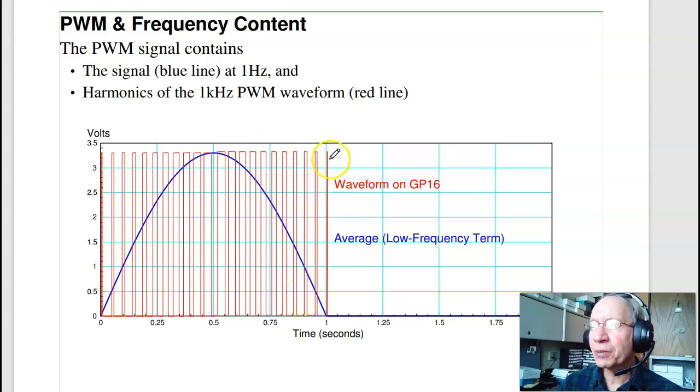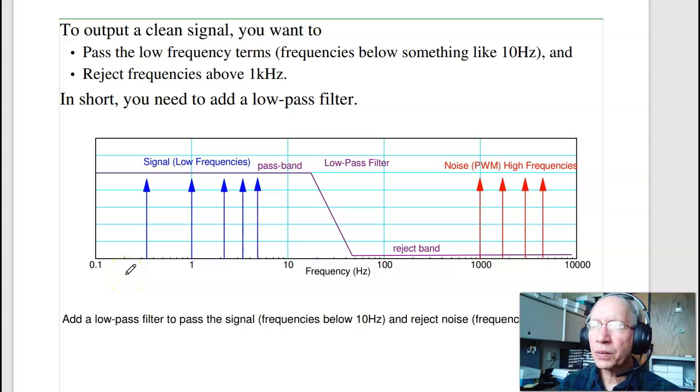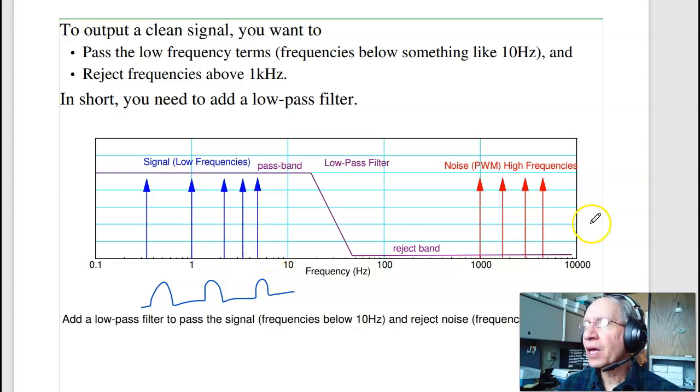The high frequency term is the PWM. That's at a kilohertz, 2 kilohertz, 3 kilohertz, its harmonics. So here's the challenge for you. I want to pass the low frequency terms. That's your half rectified sine wave. Fundamental is half a hertz and its harmonics. Say it goes out to 10, go up to 20 harmonics. Reject the PWM signal. That's at a kilohertz and its harmonics.